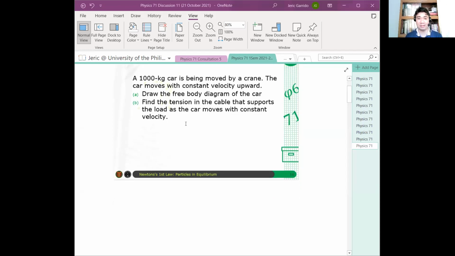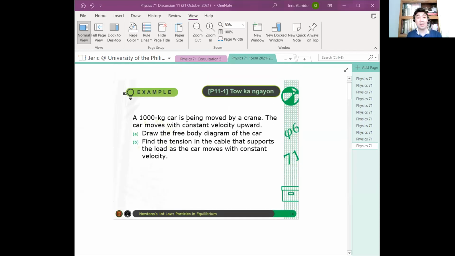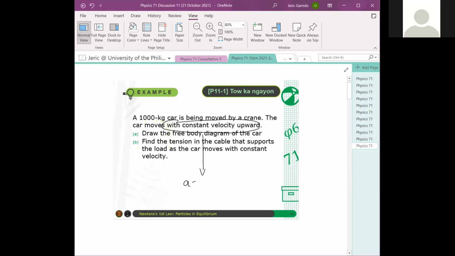So let's try to solve this problem. Again, you have a 1,000 kilogram car that is being moved upward by a crane. The car is moving with constant velocity upward. One important key here is it moves with constant velocity upward. What does it imply? This implies that acceleration is 0. There is a 0 acceleration, therefore the net sum of all forces must also be 0. Therefore, this is in static equilibrium.